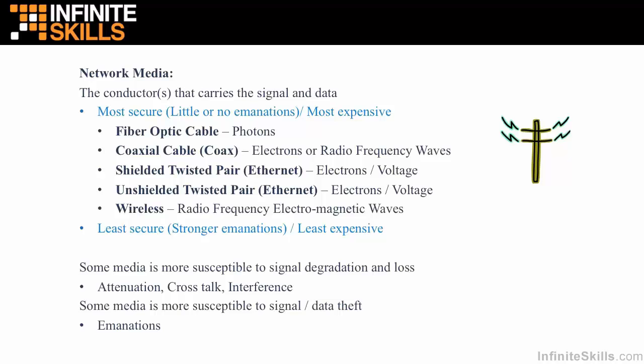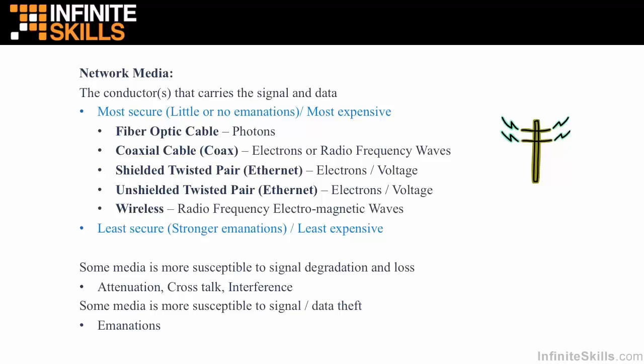The first one on the list here is considered to be the most secure because it has essentially no emanations. In other words, it's very, very difficult for a bad guy to steal your data signal as it conveys through the fiber optic cable. And it also is a very efficient transmission mechanism. In other words, it can go miles and miles before the signal degrades to a point where the receiver can't understand it. So what fiber optic cables actually use is light pulses. In other words, it's actually photons that are carrying the signal and the data.